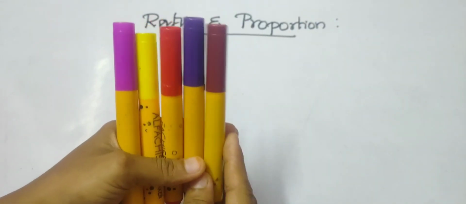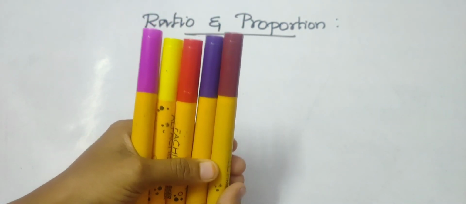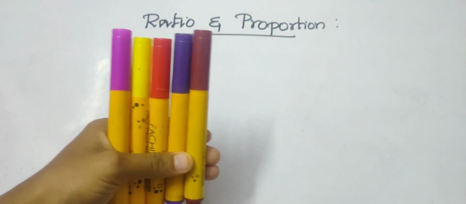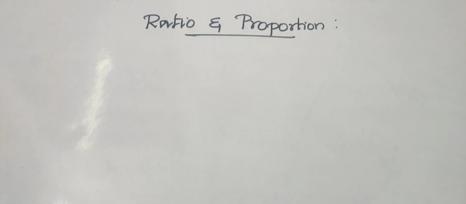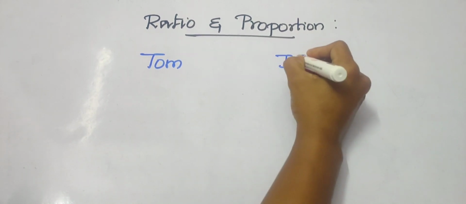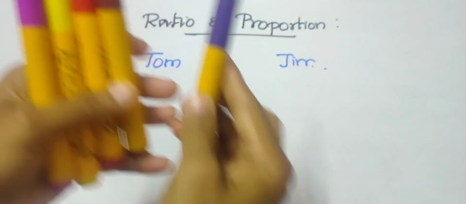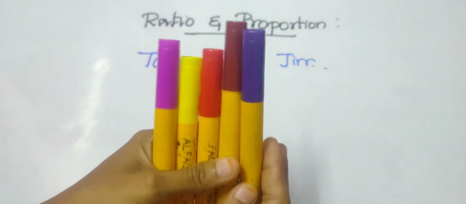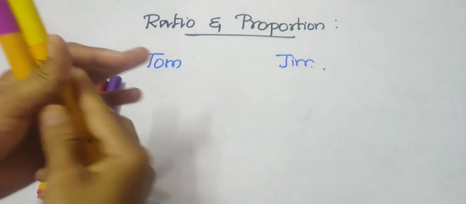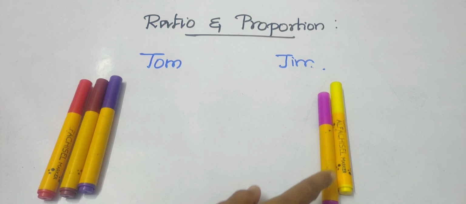See children, if you are having 5 markers, I need to share these 5 among 2 members. Let us assume those 2 persons as Tom and Jim. I am going to share these 5 markers with these 2 persons. I am going to give 3 markers to Tom and 2 markers to Jim.